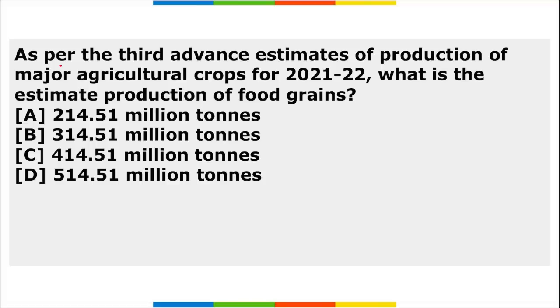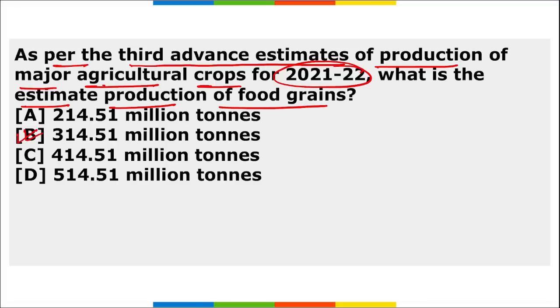Next, moving to a question part. As per the third advance estimates of the production of major agriculture crops for 21-22, what is the estimated production of the food grains? What is the estimated production of the food grains as per the third advance estimate of major agriculture crops for 2021 to 2022? Tell me, what is the expected amount of food grains to be grown?